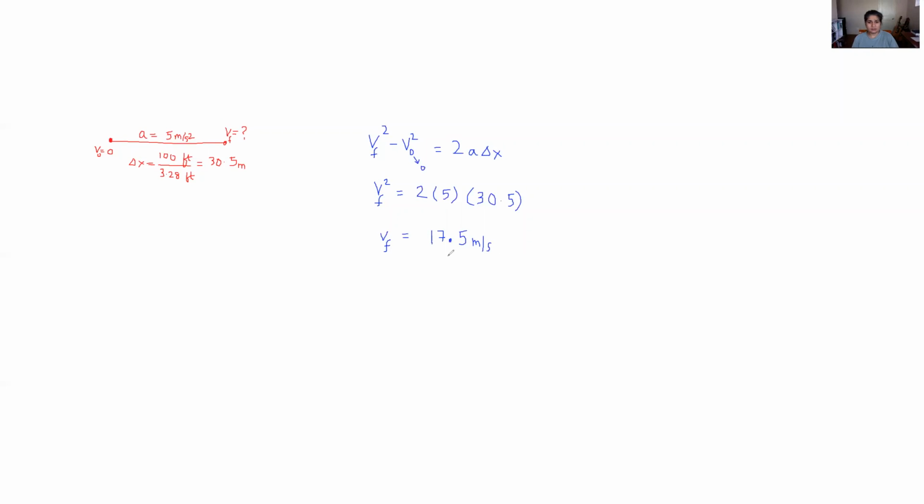Once you have your final answer, you want to look at it to make sense of it. The 17.5 seems a reasonable value. If it starts from 0 and accelerates at 5 meters per second squared, covers about 30 meters, it seems reasonable to me. You want to make sure that you have written units, which is meters per second, which is the unit of velocity. And then you have finished part A.